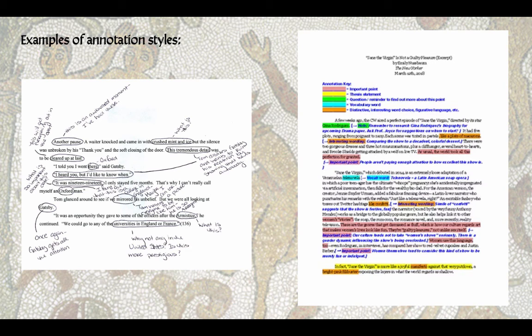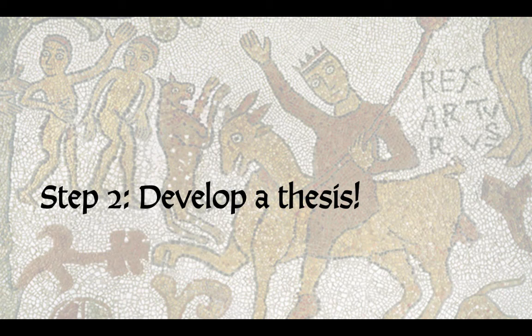You might notice things about context, setting, plot, characters, literary devices, or themes. You might notice when something is hilarious, ridiculous, or makes you angry. Mark it all down. Don't worry about thinking too hard about why you're reacting or noticing at this point. That's for step 2.